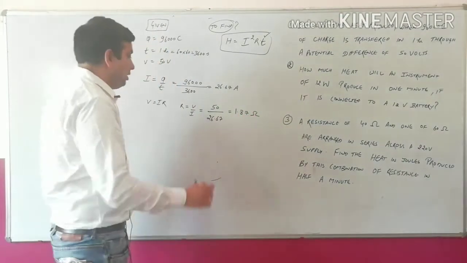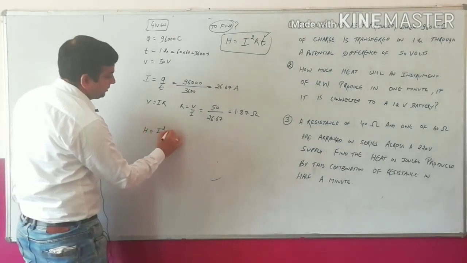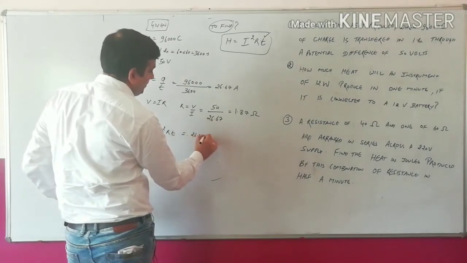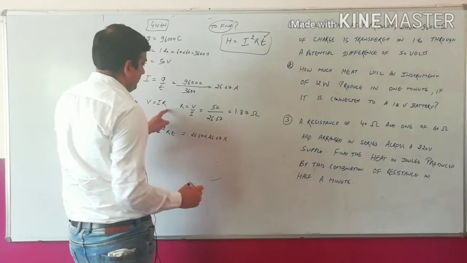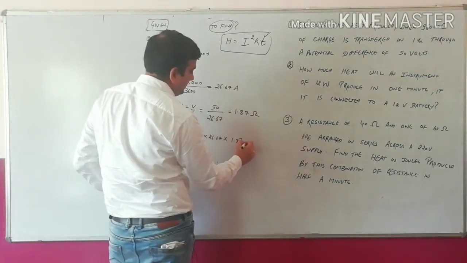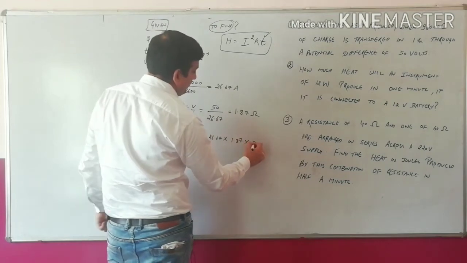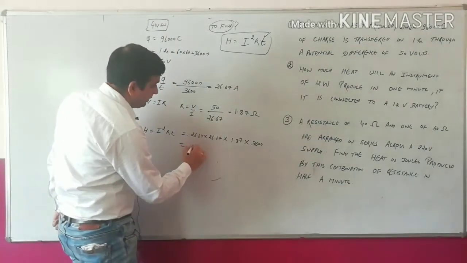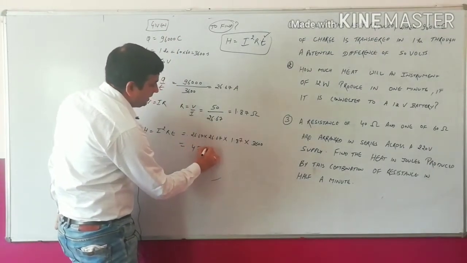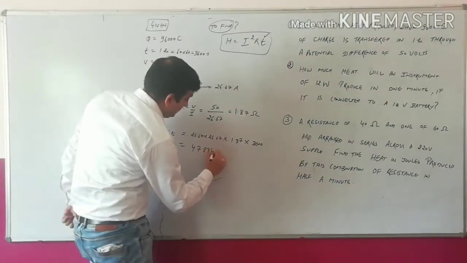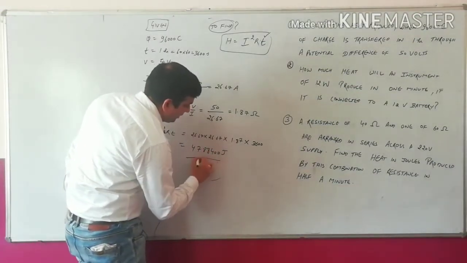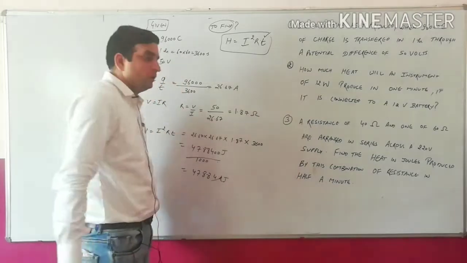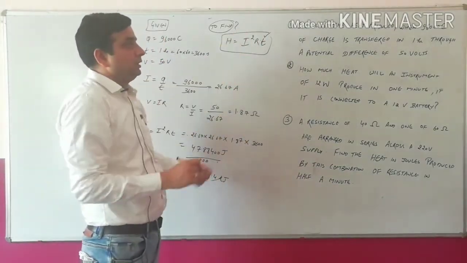1.87 ohm. Now we will apply the heating effect, I square RT. What is the value of I? Already calculated, 26.67 into 26.67. What is the value of R? 1.87. And what is the value of time? It should be converted into seconds, 3600 seconds. So by this you will get 4788400. This is in joules. You can also convert it into kilojoules, divide by 1000, 4788.4 kilojoules. So this is how we can solve the first numerical.